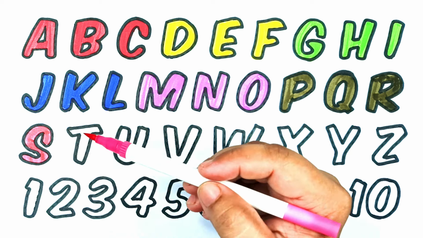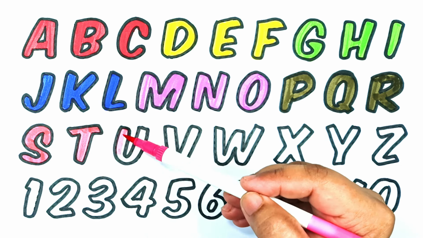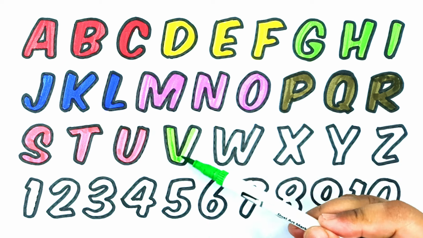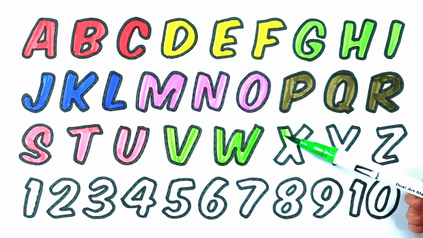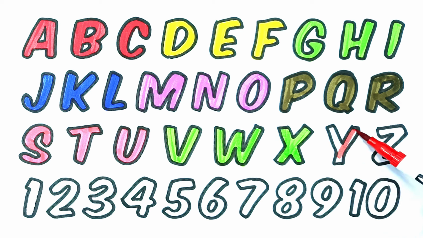S is for spider. T is for tiger. U is for umbrella. V is for violin. W is for walrus. X is for xylophone. Y is for yo-yo. Z is for zebra.